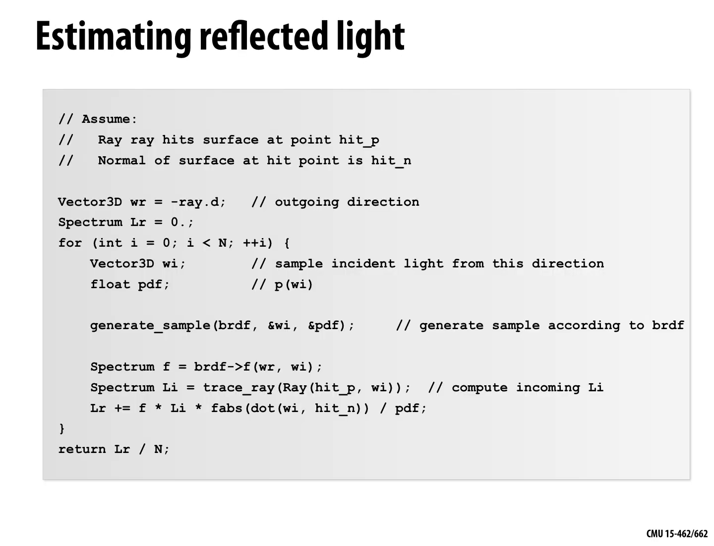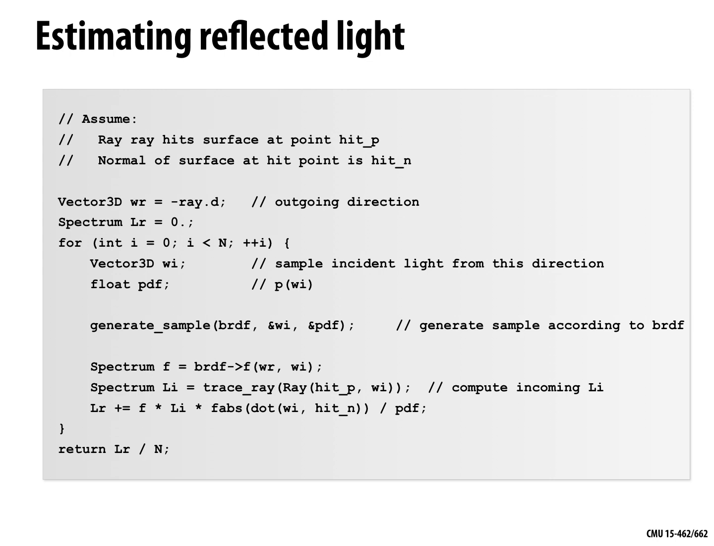Okay, here's a little bit of pseudocode of what the algorithm for estimating the reflection term in the rendering equation might look like. We're going to assume that we have a ray that hits a surface at a point hit P, the normal of the surface at this hit point is hit n, and we want to know the radiance in the outgoing direction WR, which is the opposite of the ray direction.